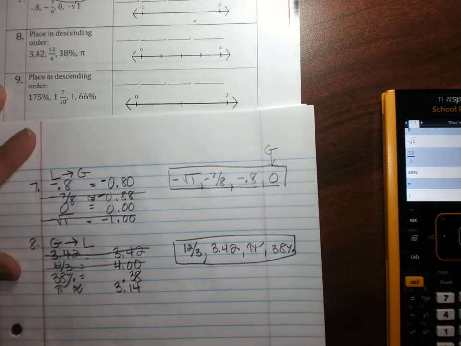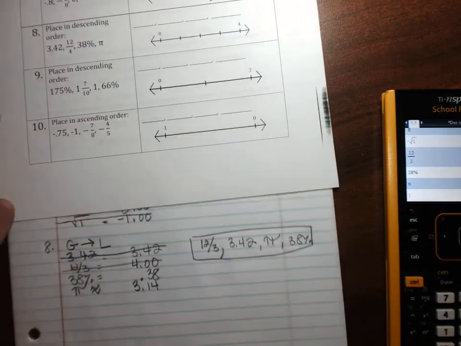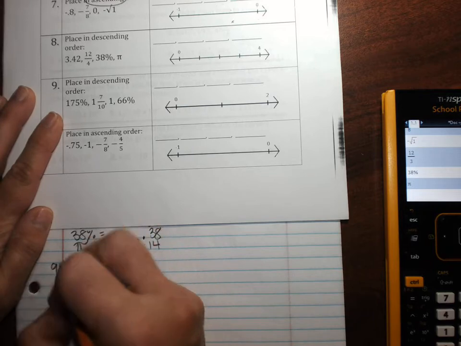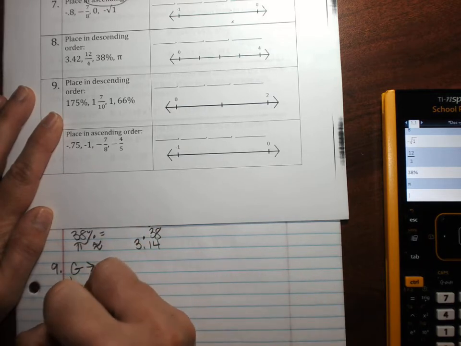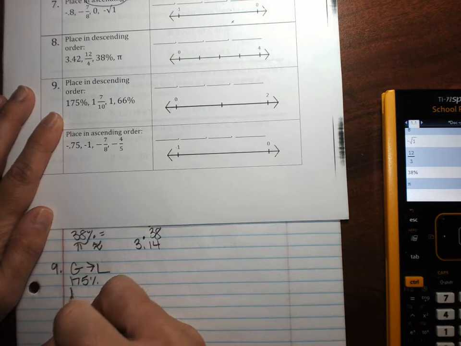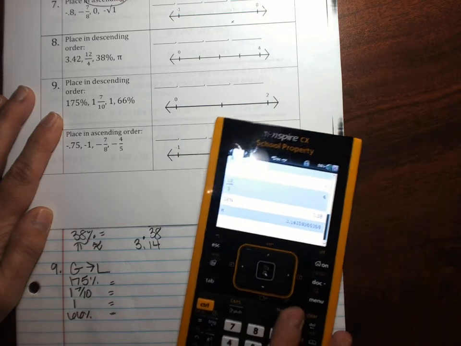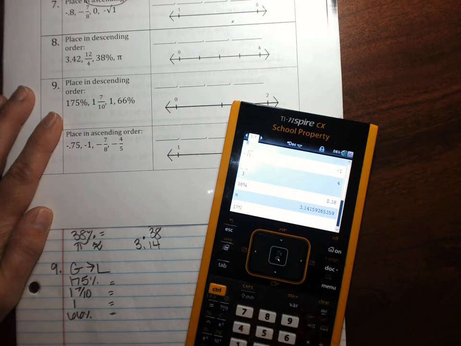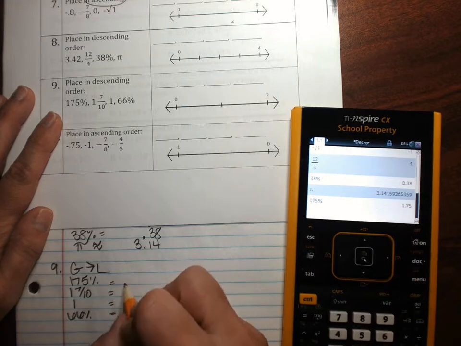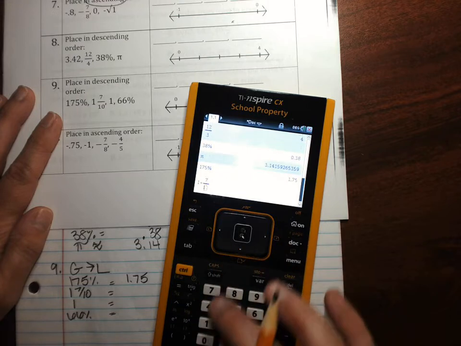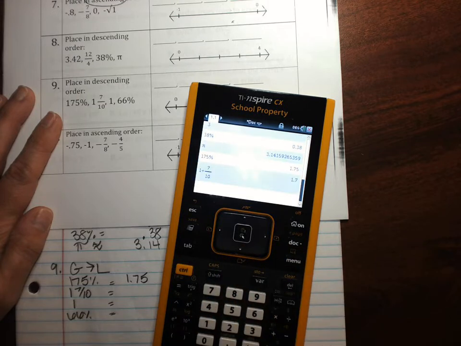Moving on to number 9. At any point, if I'm moving too fast, you pause that video. So again, descending, which is greatest to least. So 175%, 1 7/10, 1 whole, and 66%. So 175% is 1.75. 1 plus control divide 7/10 is $1.70.